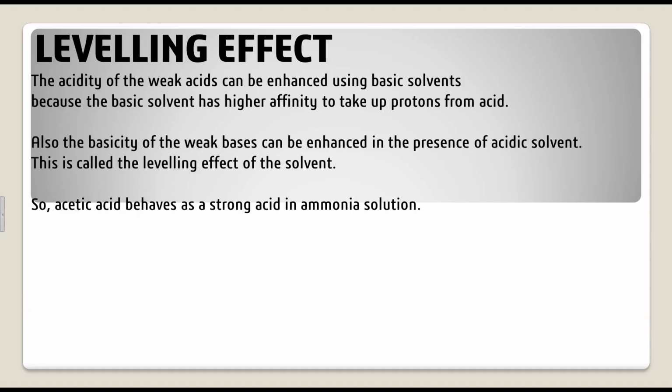Next is leveling effect. The meaning of leveling effect: the acidity of a weak acid can be enhanced using a basic solvent, because the basic solvent has a higher affinity to take up a proton from the acid. In such a way, it can be leveled. Which one? Acid is leveled by using a basic solvent. If it is a very weak base, then that very weak base is leveled by an acid, vice versa. This is called the leveling effect. For example, acetic acid behaves as a strong acid in ammonia solution.